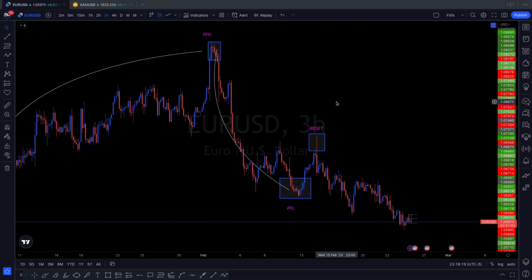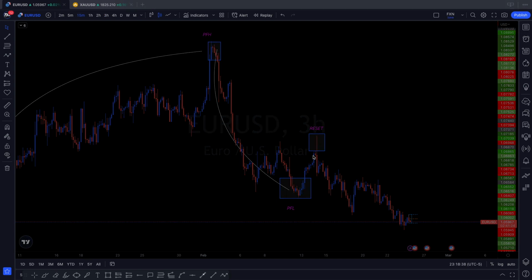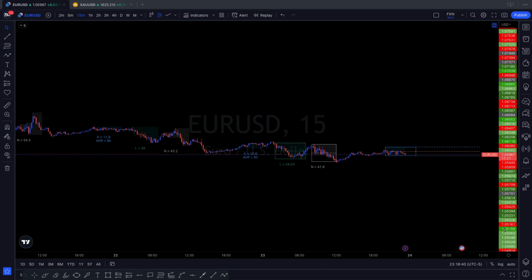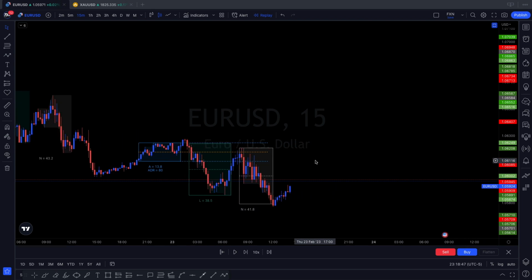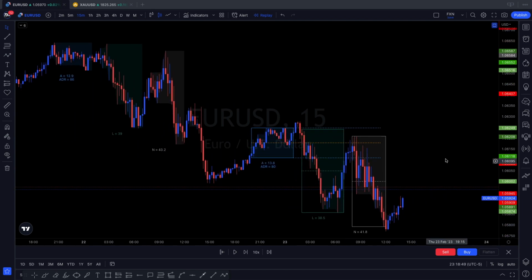All right, so we're looking at Euro USD on the 3-hour chart. We can see that we're coming off a reset here on the 3-hour time frame. There's your reset. So we're looking for sells only. All right, this is very important, guys, that we're looking for sells only. So if we go down to a 15-minute time frame, here is the setup. So again, the setup happened in the US session.